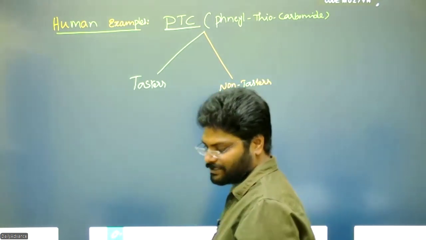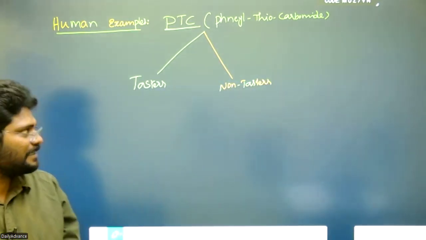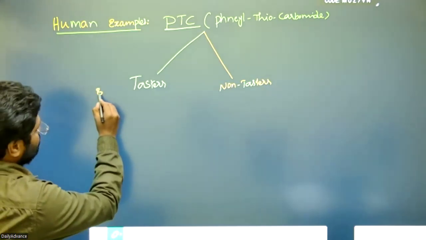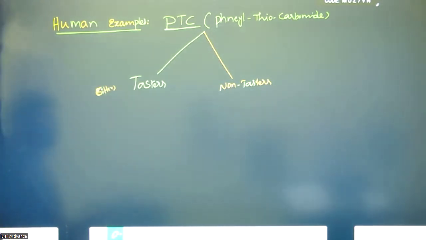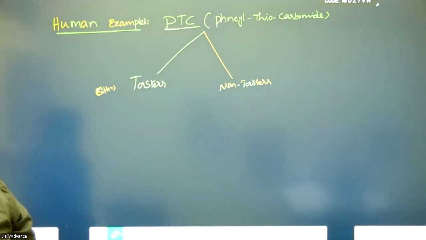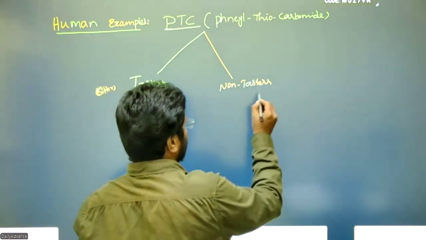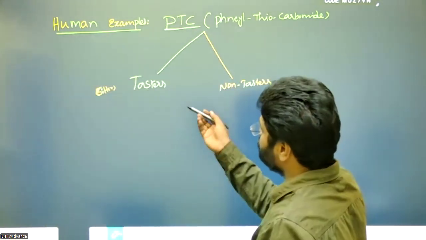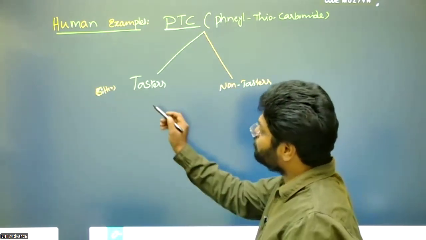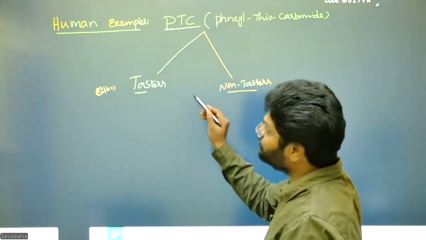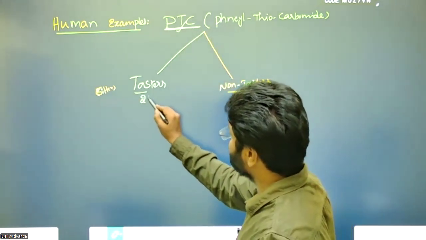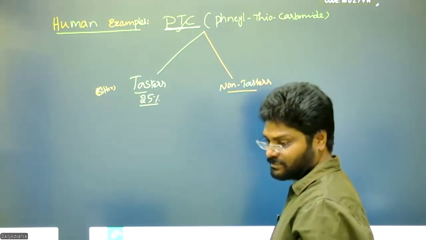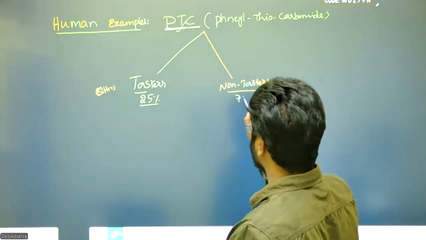Some human beings reported this substance as bitter in taste. And other people reported it has no taste. They felt no taste sensation at all, so they are non-tasters. So these are the two contrasting characteristics related to the PTC substance. Around 25% of human beings can taste the PTC substance, and nearly 75% of people are non-tasters.